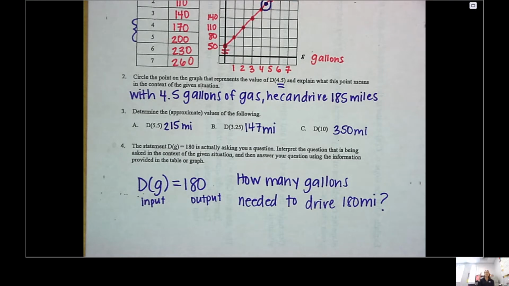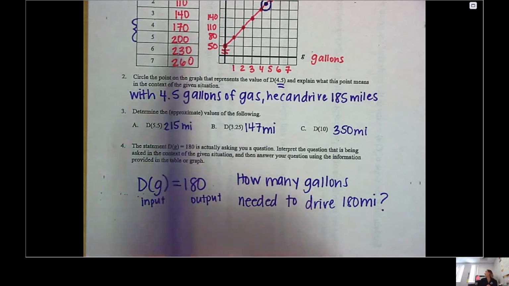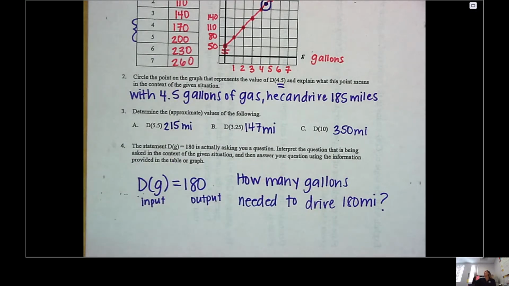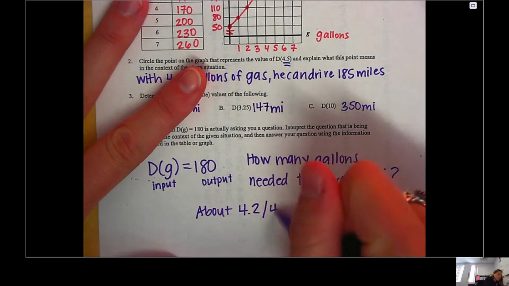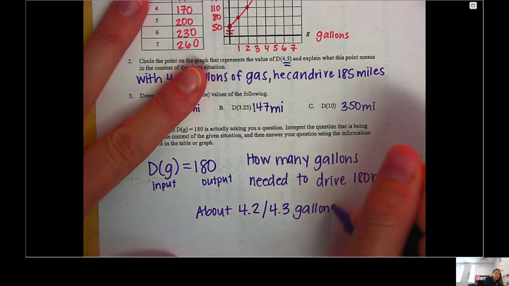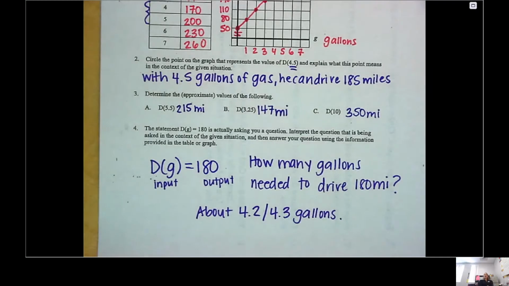How many, by looking at that table, do you think is about needed to go 180 miles? It's going to be 4 point something. About 4.3, 4.2. Yep. Well, I don't want to go halfway because 180 is definitely closer to the 170. So it's going to have to be a decimal. It's definitely below the 5. So you could say about 4.2, about 4.3 gallons are needed. So look at that. You just figured out how to do a linear function from a table and from a graph.